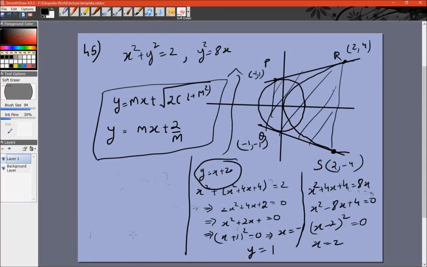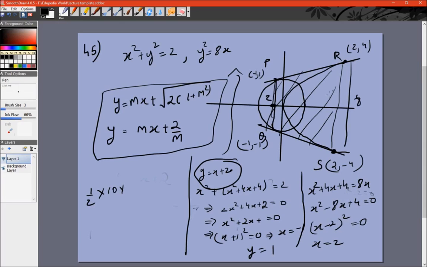Half the sum of parallel sides into the distance between them is the area of a trapezium. So half into the sum of parallel sides. This is minus 1, this is 1, and this is minus 1, so this whole side is 2. This is 4 and minus 4, so this whole side is 8. So 2 plus 8 is 10 into the distance between them.